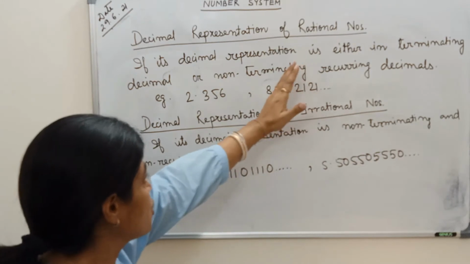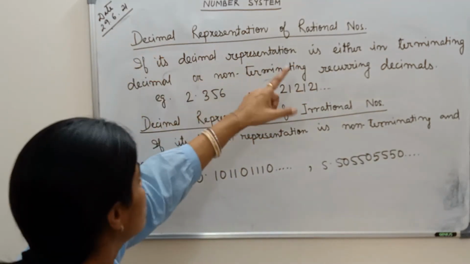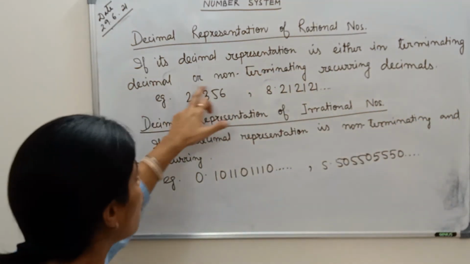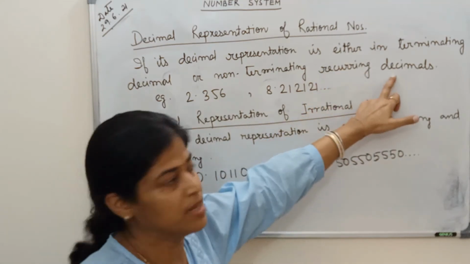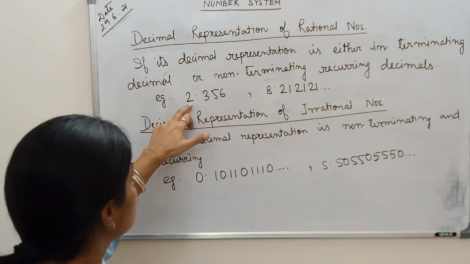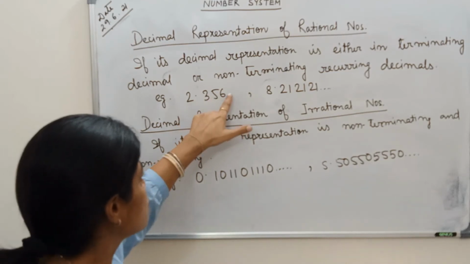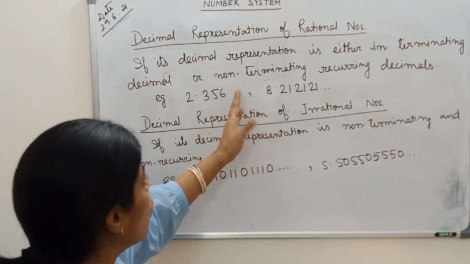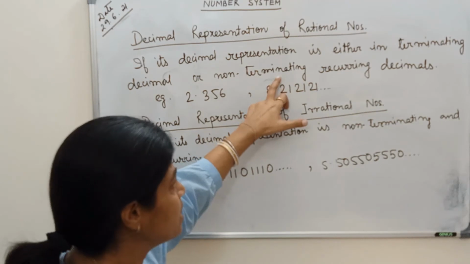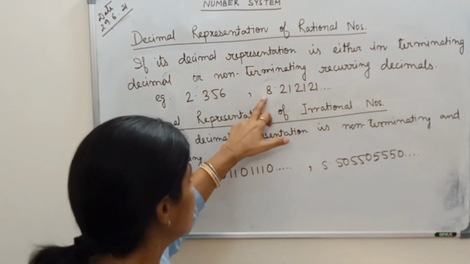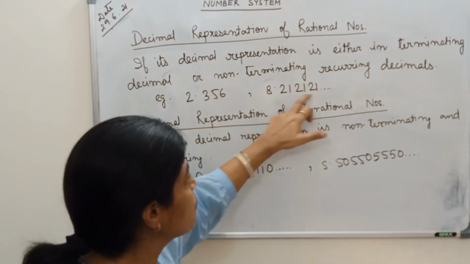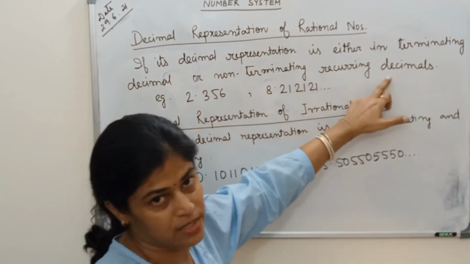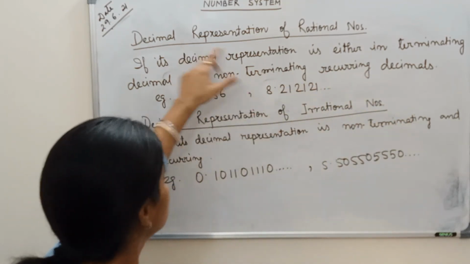Decimal representation of rational numbers. Any number is said to be a rational number if its decimal representation is either terminating decimal or non-terminating recurring decimal. Terminating decimals, for example, 2.356. Suppose a number where there is no remainder now, after this 356 has ended. Or it is non-terminating but recurring decimal. See here, 8.212121. It keeps repeating and going on, but it is non-terminating recurring decimal.